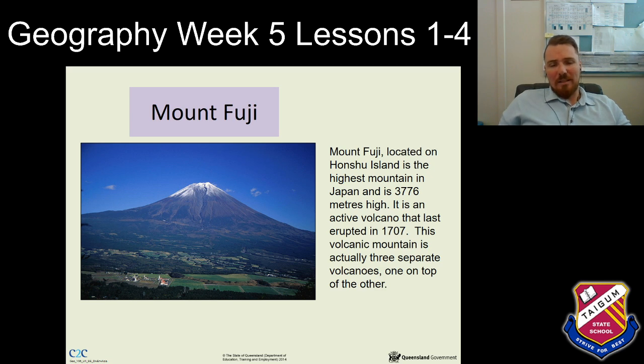So active means it still has active processes happening within the volcano, but it doesn't mean that it erupts regularly. And you can see by that it last erupted over 300 years ago. So it doesn't happen all that often. This volcanic mountain is actually 3 separate volcanoes, one on top of the other, which is an interesting setup as well.